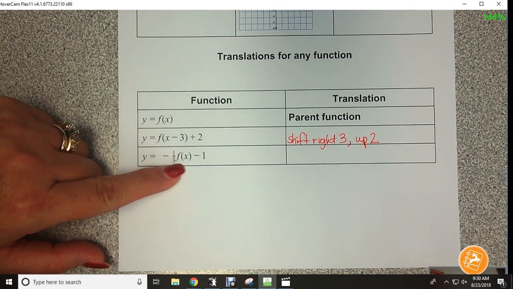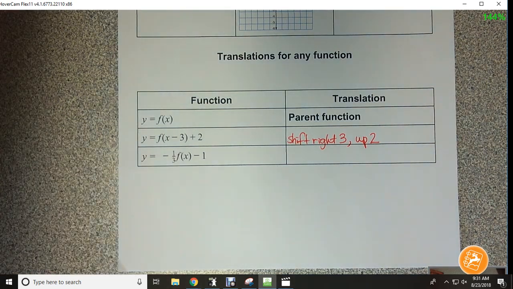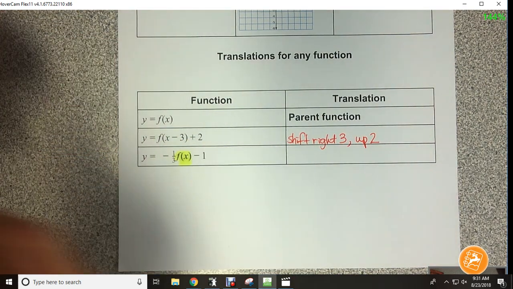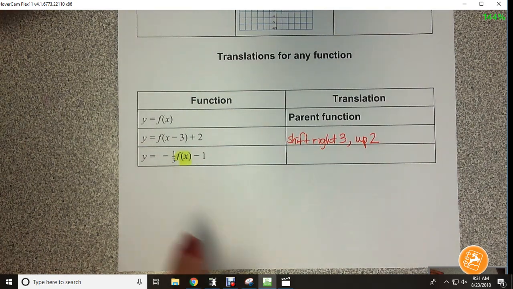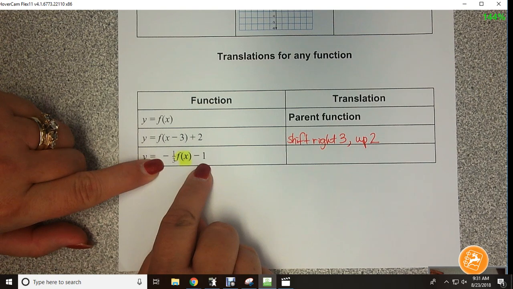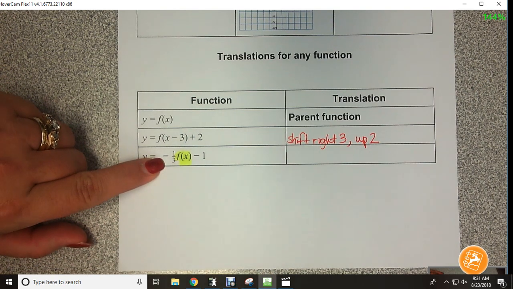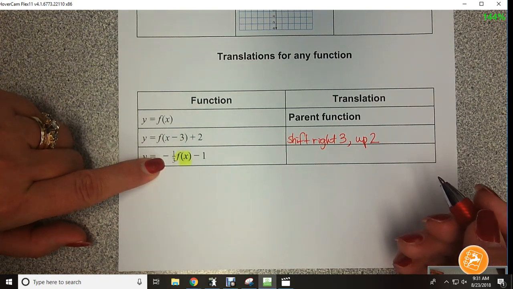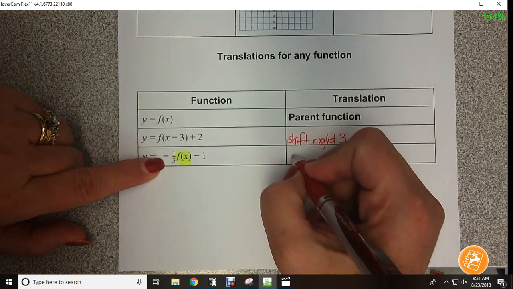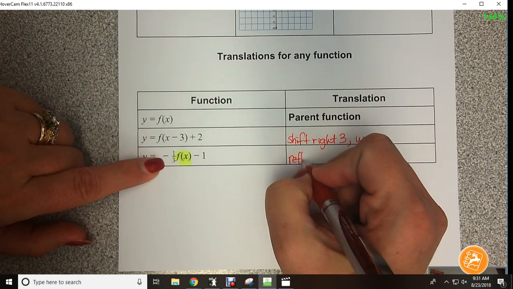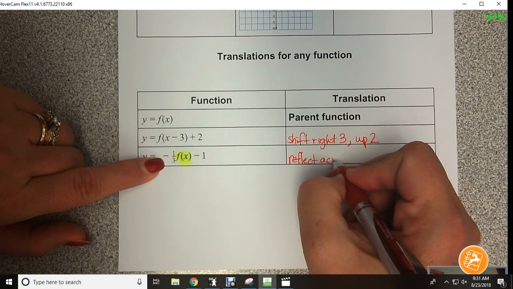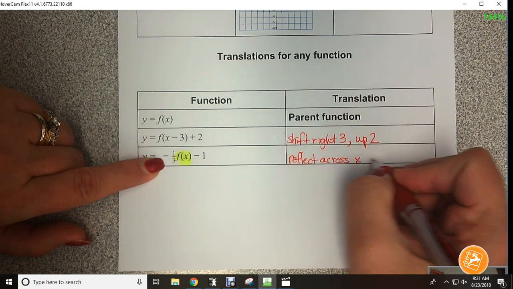All right, so here, for the next one, I'm going to highlight my parent function. My parent function is here. I need to know what this number in front does and what this one does. So I know that negative. What is that negative that's out in front of your parent function going to do? It is going to reflect it across the x-axis.